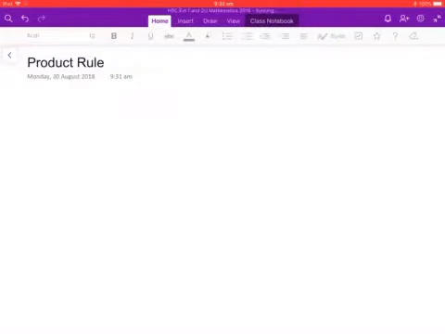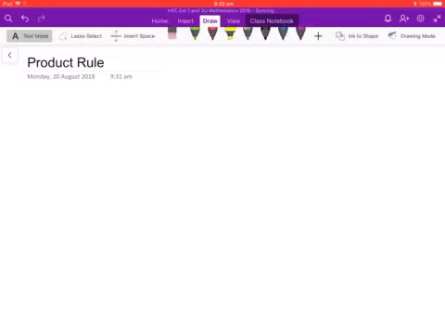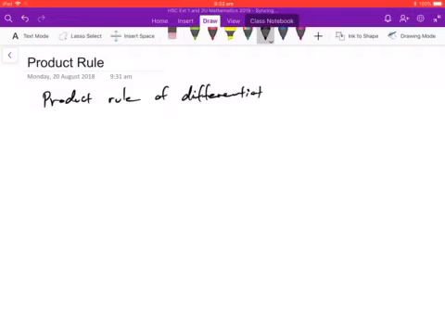So we're going to talk about the product rule of differentiation. It's to do with if you have two functions multiplied together and you want to differentiate. If you want to have the derivative of that, then how do we find it?